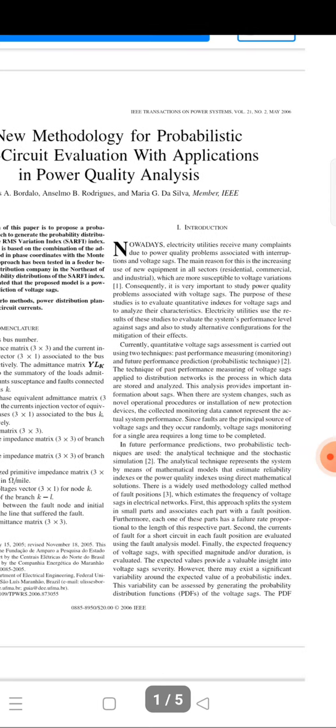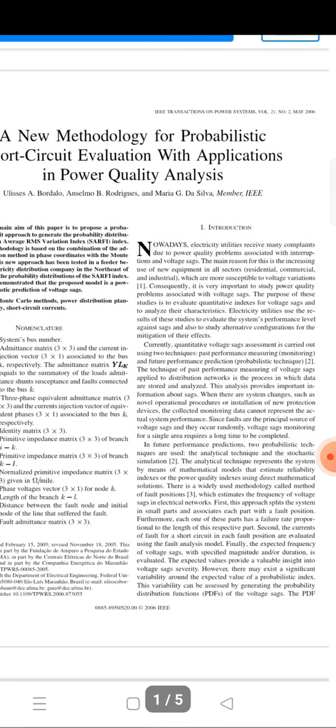Introduction. Nowadays, electricity utilization reaches many complaints due to power quality problems associated with interruptions and voltage sag. The main reason for this is the increasing usage of new equipment in residential, commercial, and industrial sectors, which are more susceptible to voltage variations. Consequently, it's very important to study power quality problems associated with voltage sag.